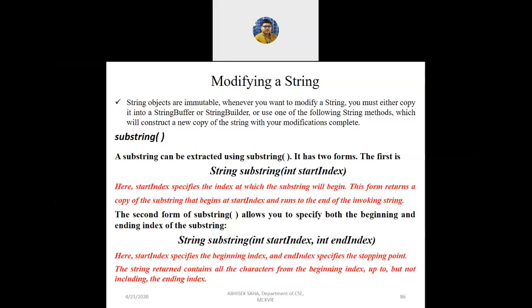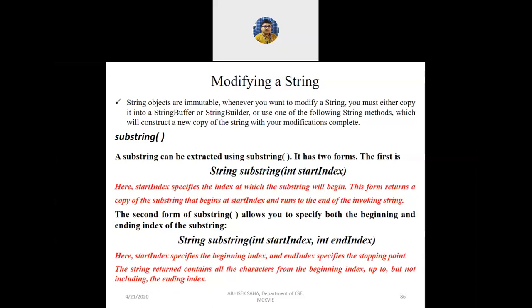The second form of substring allows you to specify both the beginning and ending index of the substring. But when it is creating the substring, the string which this method returns contains all the characters from the beginning index up to, but not including, the ending index. That means up to endIndex minus 1. From startIndex up to endIndex minus 1.